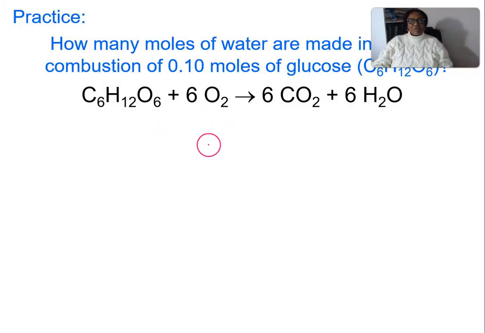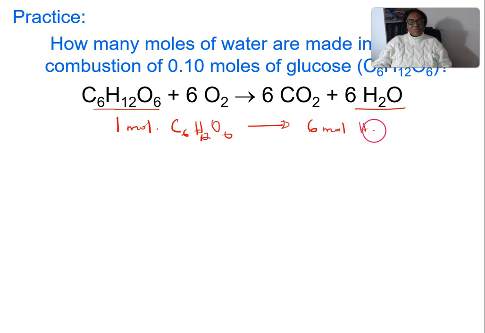So this is practice. You can practice this. How many moles of water are made in the combustion of 0.10 moles of glucose? So this is glucose, and this is water. It shows that 1 mole of C6H12O6 produces 6 moles of H2O.